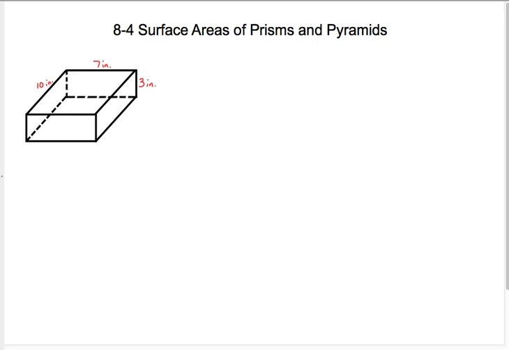Hello, in this video I'll be talking about surface areas of prisms and pyramids. If you picture a room, most rooms are rectangular prisms, and so if you wanted to paint the walls and the ceiling and the floor, you would need to paint all of the surfaces in that prism. And so that's what the surface area is. It's the area on the sides and the top and the bottom.